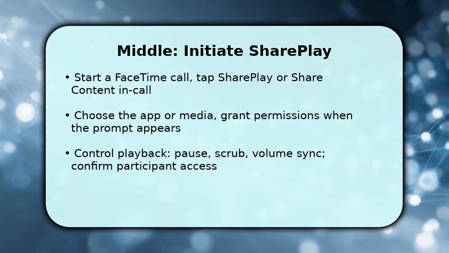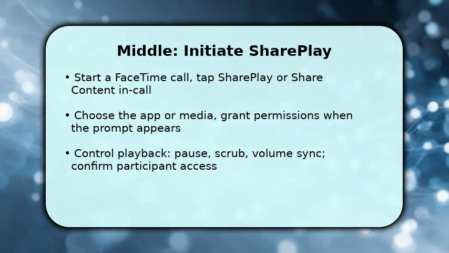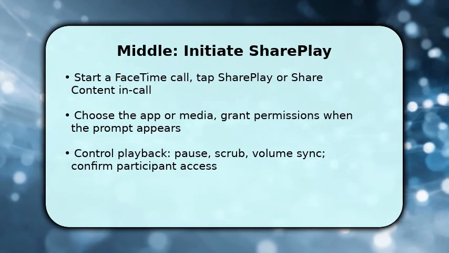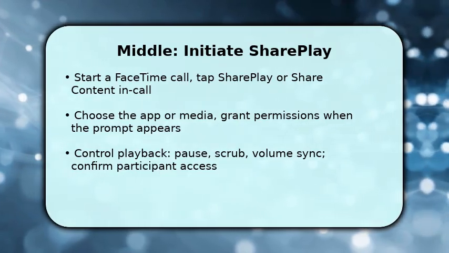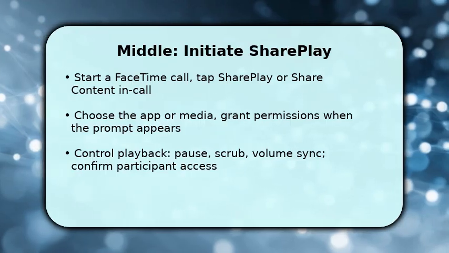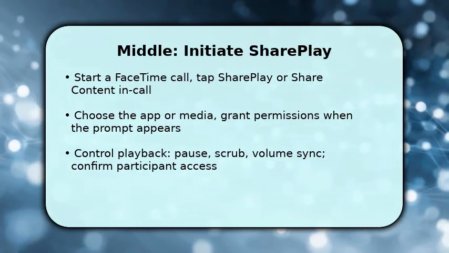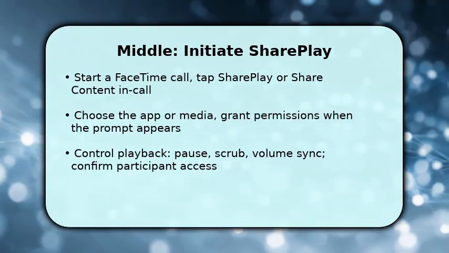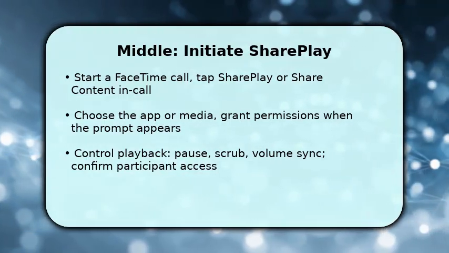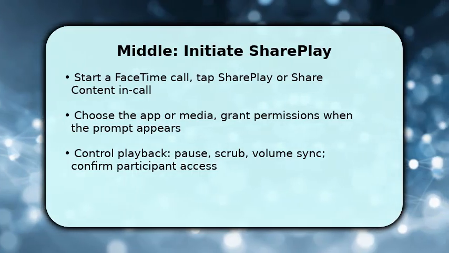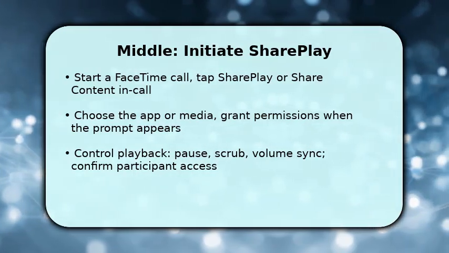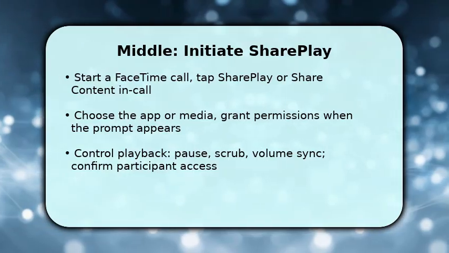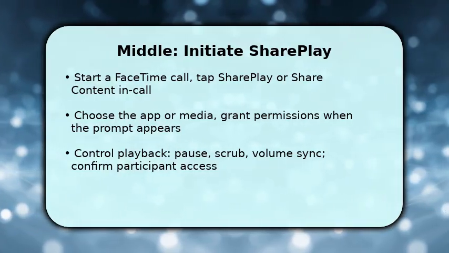Now you move into execution. Start a FaceTime call with your participant and then tap the SharePlay or Share Content control inside the call. Once you select the app or media, accept permission prompts so the session can stream. This is the common blocker if you skip it. Make sure to hand control to the host or allow remote control depending on the app. Keep an eye on network indicators and close other streaming apps to reduce jitter while media buffers.